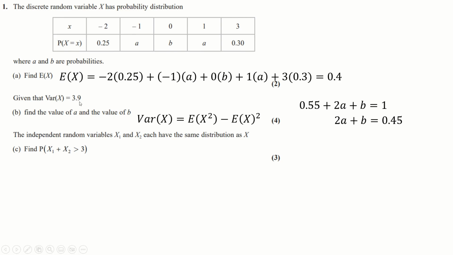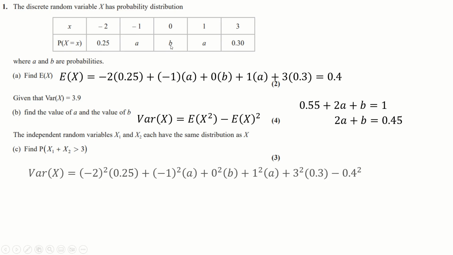The variance is E of X squared minus E of X all squared. So E of X squared means this thing squared times this, plus this thing squared times this, plus this thing squared times this, and so on. So I'm going to do that, and then I'm just going to take away this minus 0.4 squared. So that's just squaring the value that we got there. You end up with this, which we can tidy up into this, I guess.